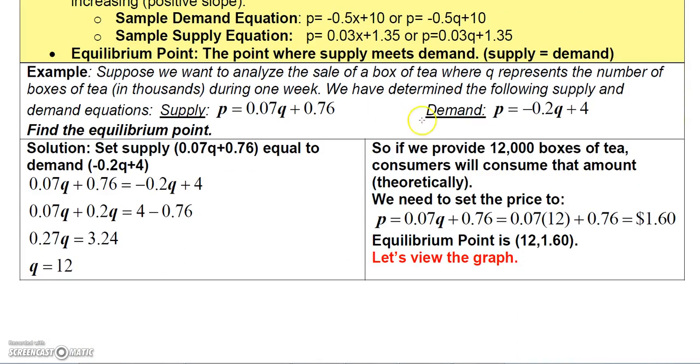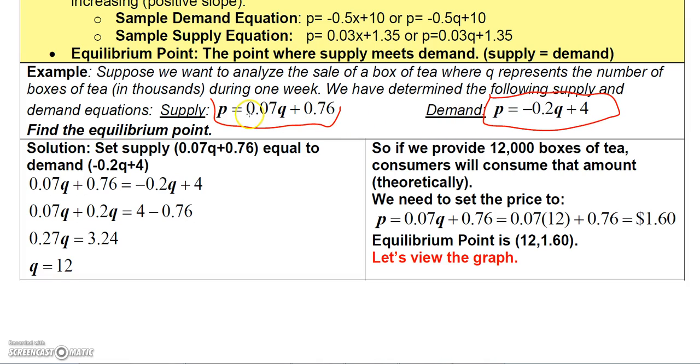Suppose we want to analyze the sale of a box of tea where Q represents the number of boxes of tea in thousands during one week. We have determined that the supply and demand equations are these. This is your supply equation. This is your demand equation.